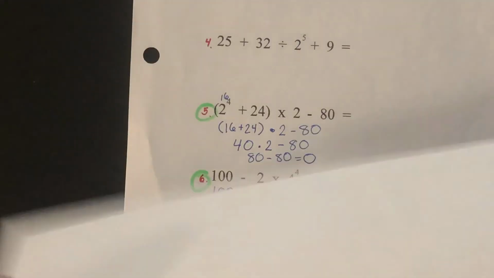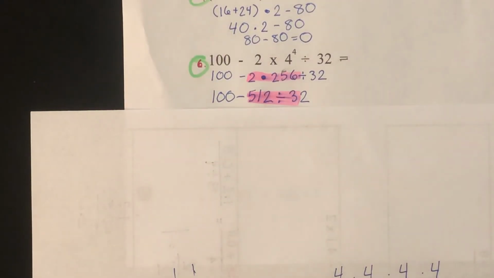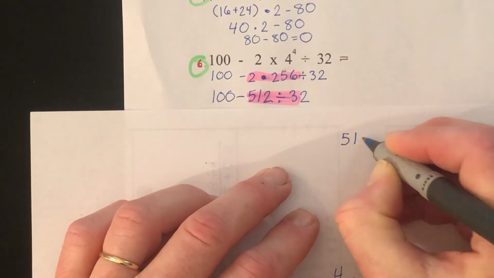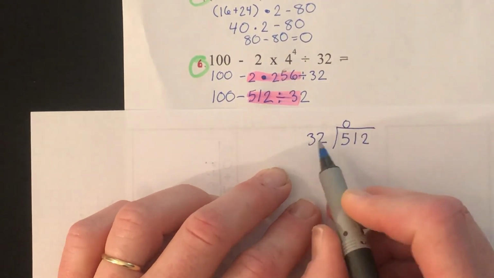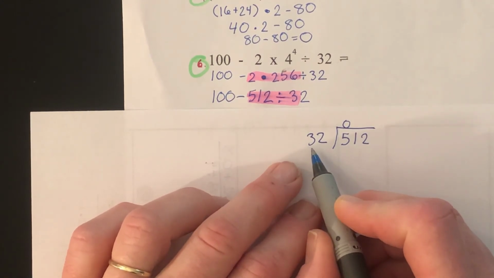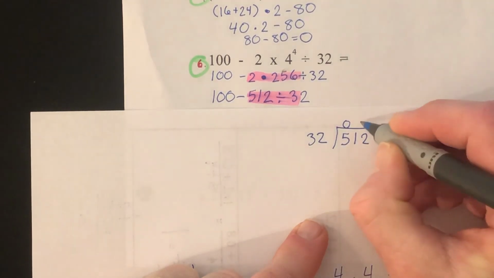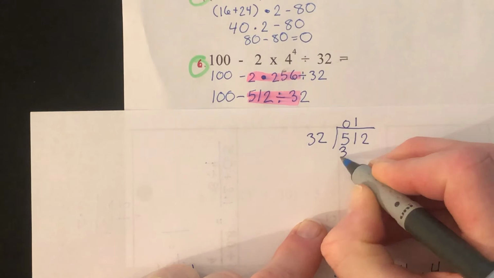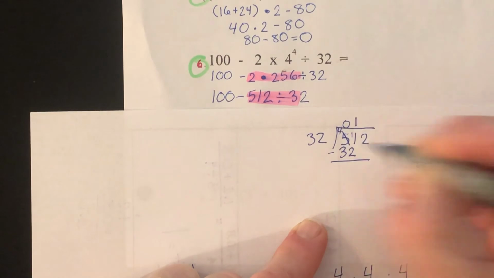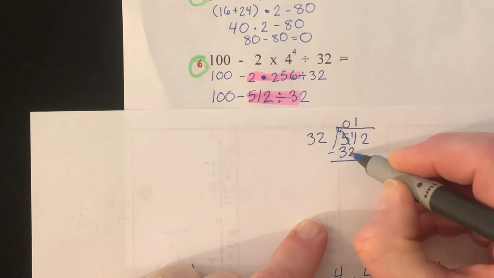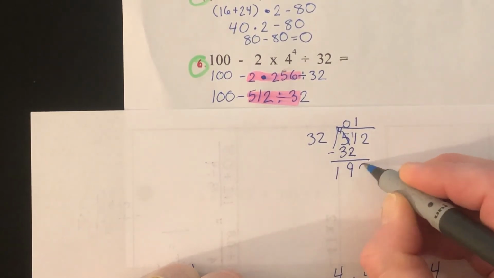Back to my little scrap paper. What is it again? 512 divided by 32. 32 does not go into 5. 32 times 2 would be 64. So it must go into 51 one time. 1 times 32 is 32. Subtract. That becomes 11. That becomes 4. 11 minus 2 is 9. 1. Bring down the 2.